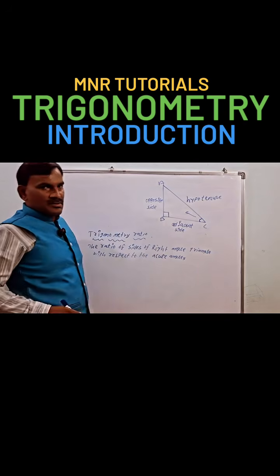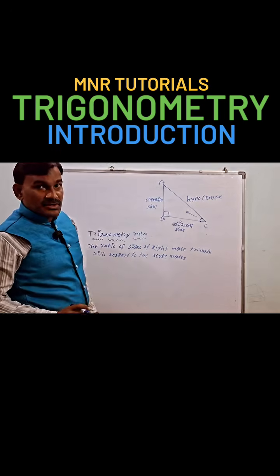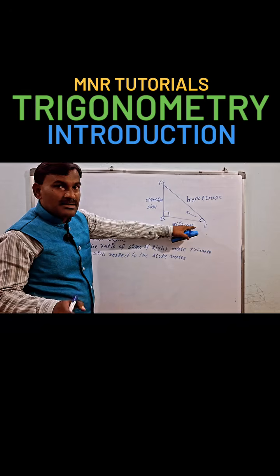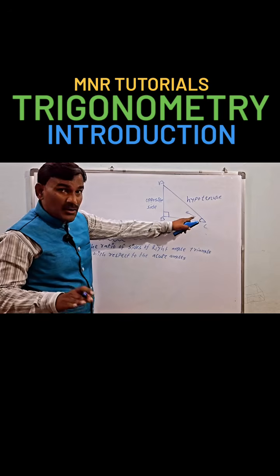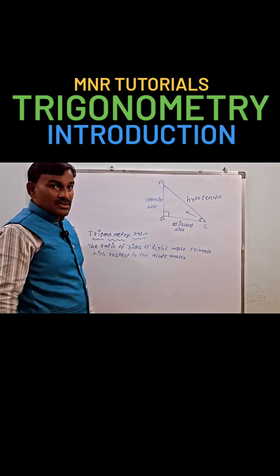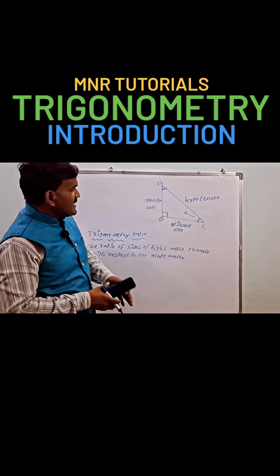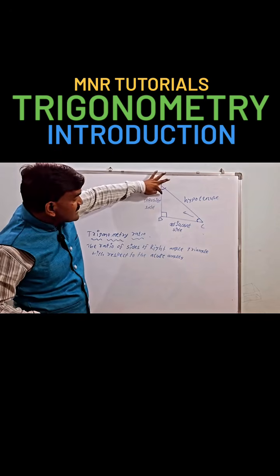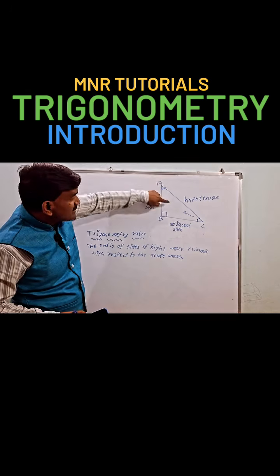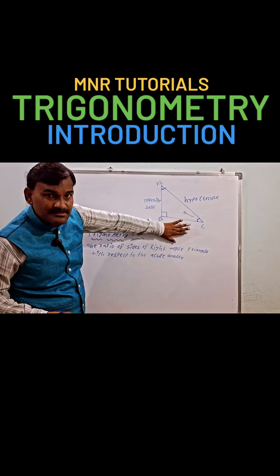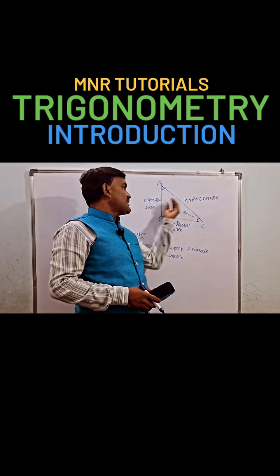Once again, the longest side of this triangle is the hypotenuse. The side touching the angle is the adjacent side, and the side opposite the angle is the opposite side. Whenever I consider angle A, the side touching angle A is the adjacent side, and the side opposite angle A is the opposite side. So whenever we consider angle C, we have adjacent side, opposite side, and hypotenuse.